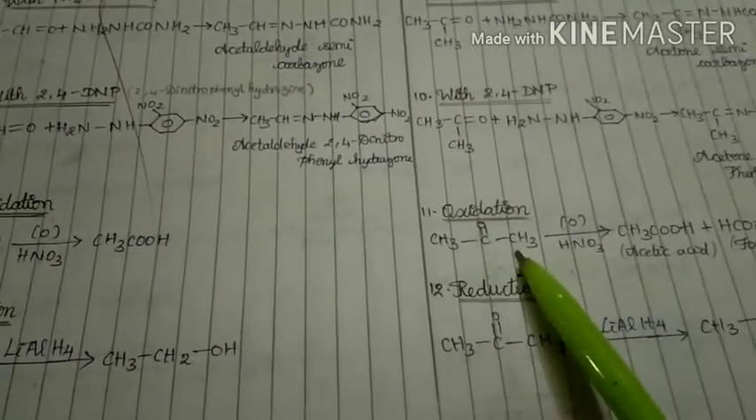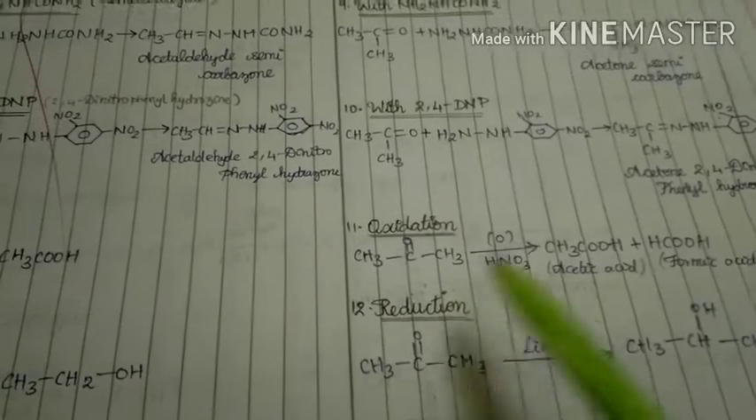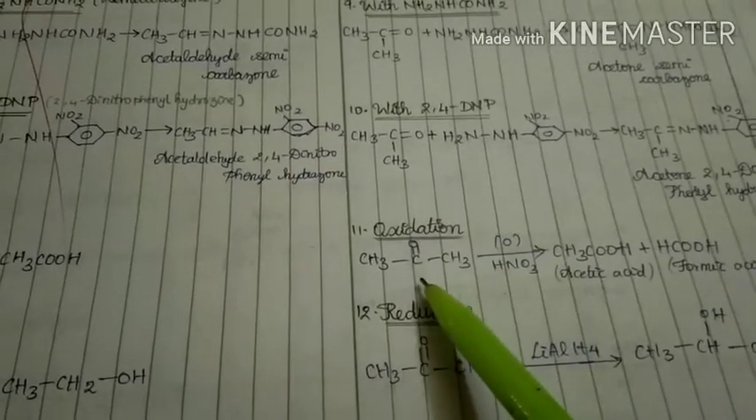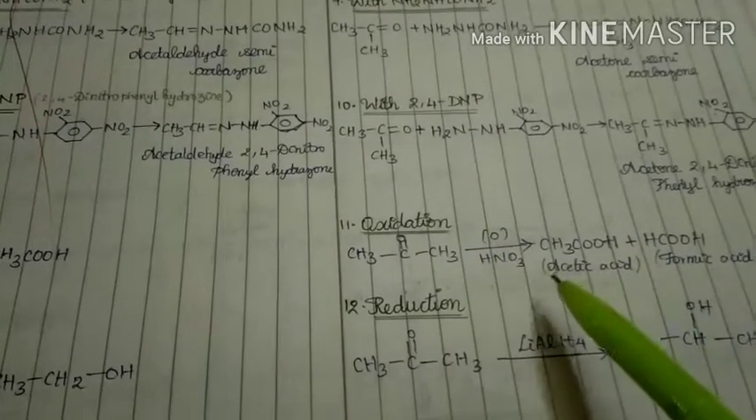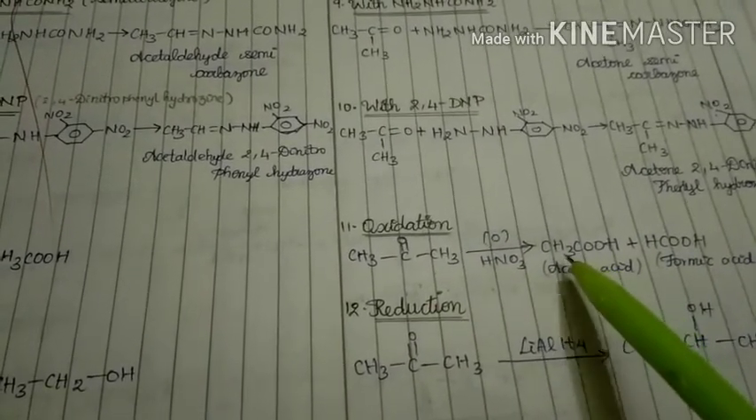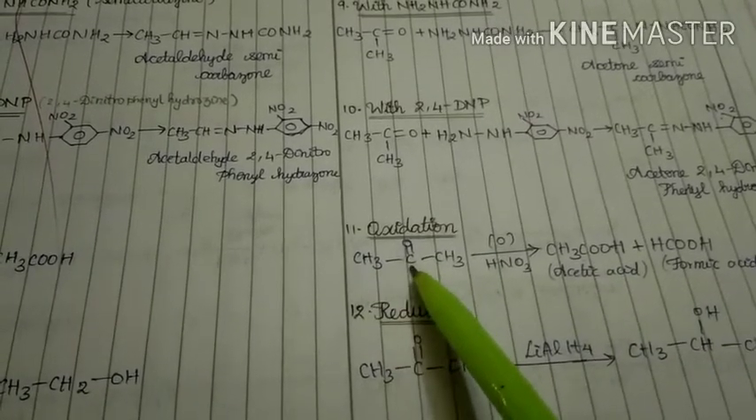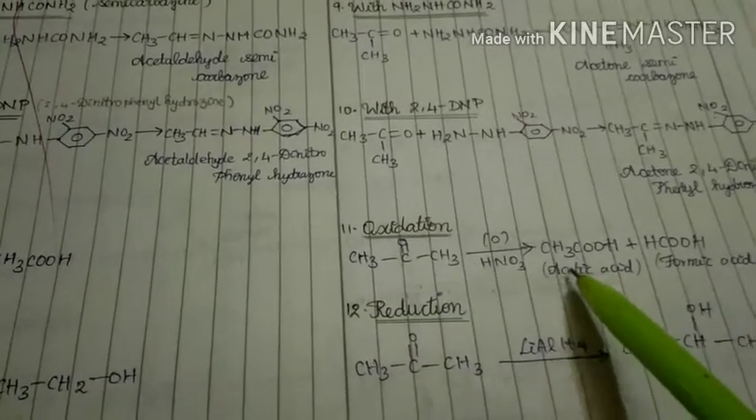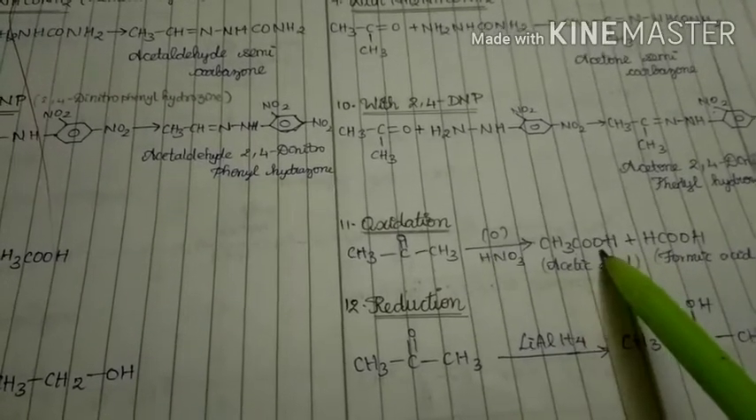Here this is what? Ketone, nothing but acetone. When acetone undergoes oxidation, then we get acids with less number of carbon atoms. See here, this acid contains how many carbons? 2 carbons. This ketone having how many carbons? 1, 2, 3. Here we get 2 products. In 2 products, number of carbons are less compared to reactant.